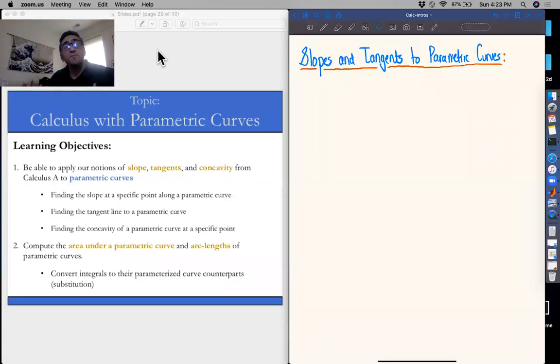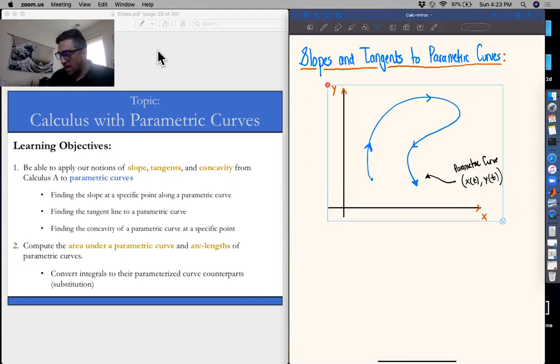All right, so what we're going to talk about today in class is actually performing calculus with parametric curves. So let's just remind ourselves what a parametric curve is very quickly. Last class, we introduced this notion of a parametric curve.